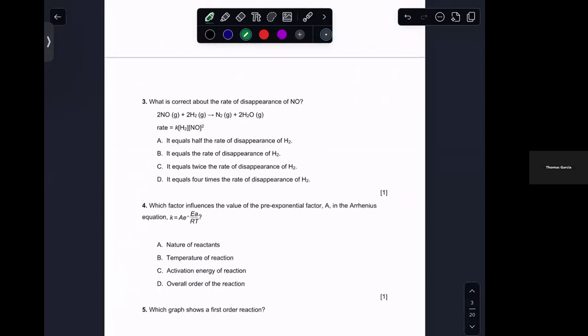All right, number 3. What is correct about the rate of disappearance of nitrogen monoxide in this reaction? So as we look at this reaction, we have to consider quite a few things. We have our rate, but our rate is for the whole equation, the whole chemical reaction. If we're looking at the rate of disappearance of just NO, we can compare it to other things. It equals half the rate of disappearance of H2.